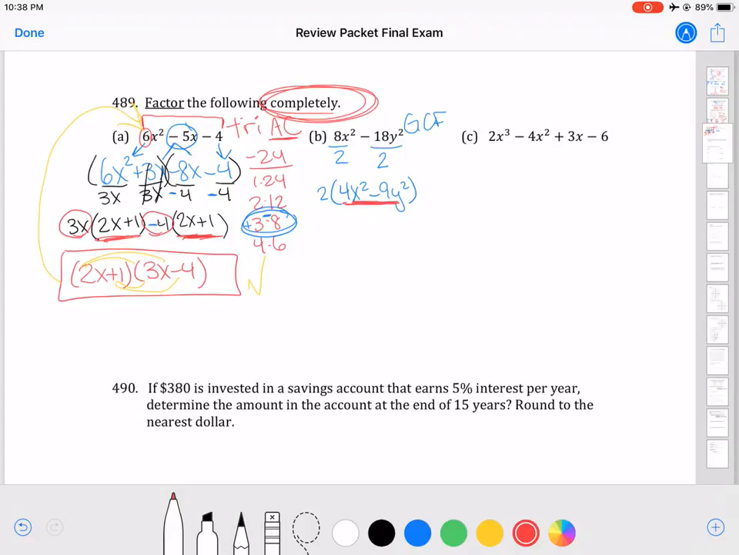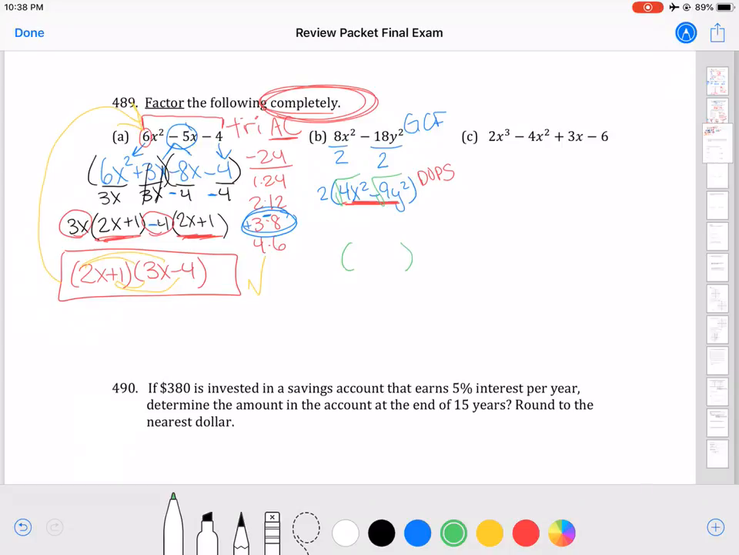What's left in the parentheses here has two terms, which generally means DOPS, but I just need to make sure that it is the difference, and it is, of perfect squares, which it is. 4 and 9 are perfect squares, and the x and y both have even exponents, which tells me that they are also perfect squares, so I'm going to use my DOPS method. To start DOPS, I take the square root of each of my terms.